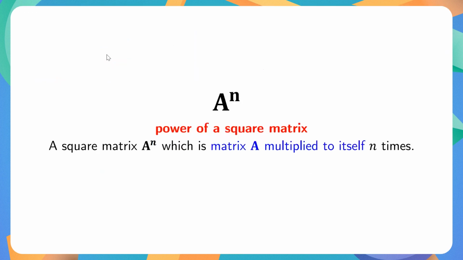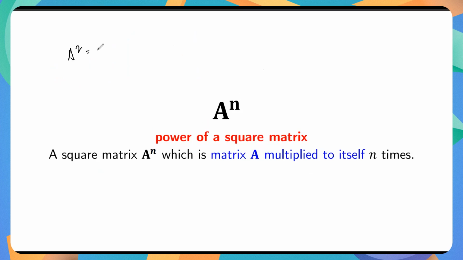Next, we have the power of a square matrix, wherein you raise it to n, where it's multiplied by itself n times. So if you have something like A squared, then you're basically multiplying the square matrix A times A. Then A cubed would be A times A times A.